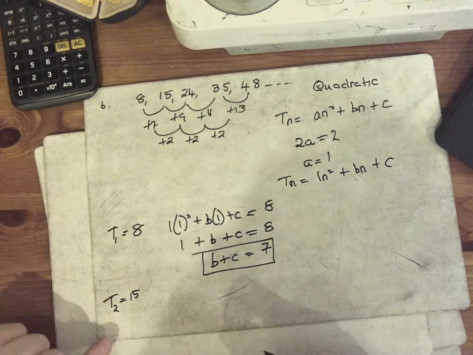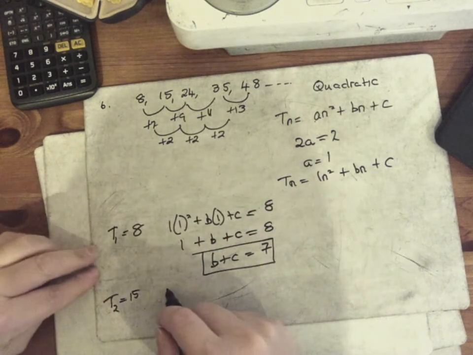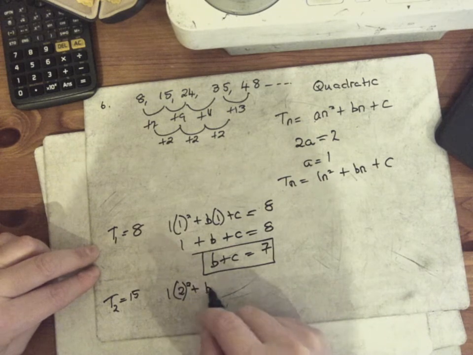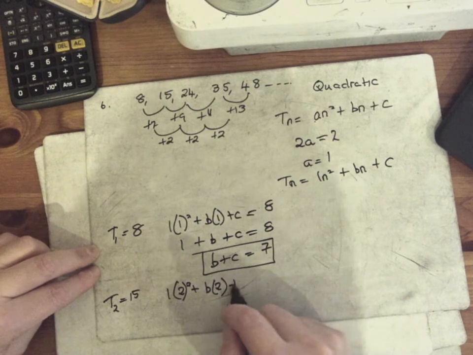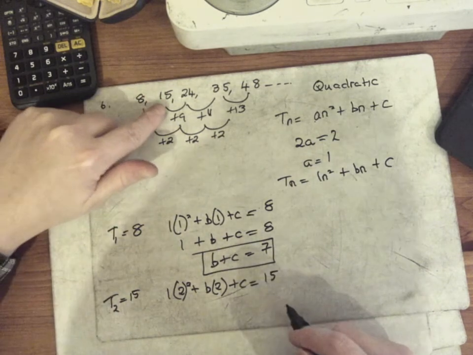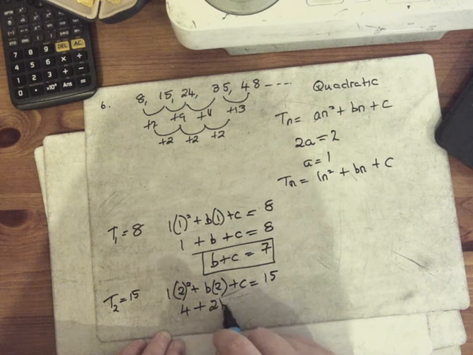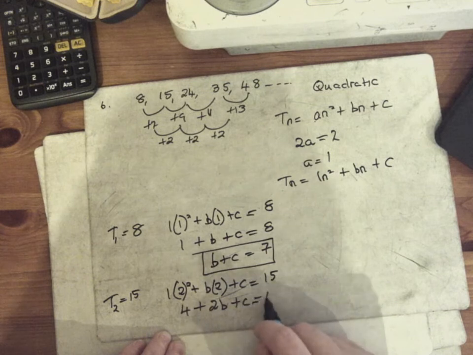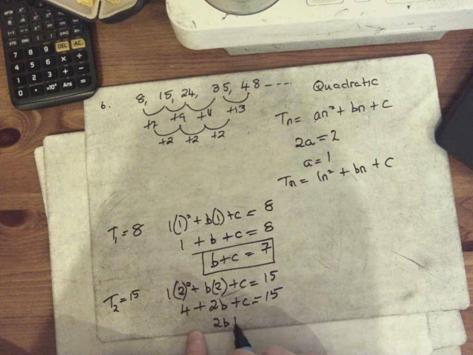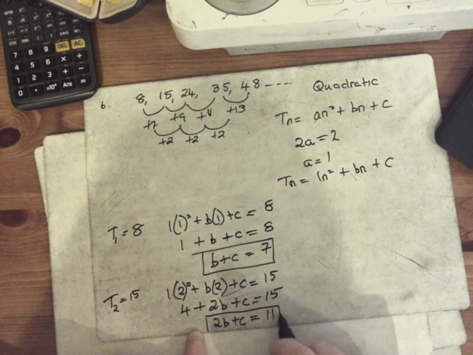So everywhere I see an n, I'm now putting in a 2, because I'm talking about term number 2. So b times 2 plus c, and I know the answer is going to be 15, because that was the second term. They gave me that. So that's 4 plus 2b plus c equals 15. So that's 2b plus c equals 15 minus 4, which is 11. So there's my second equation.